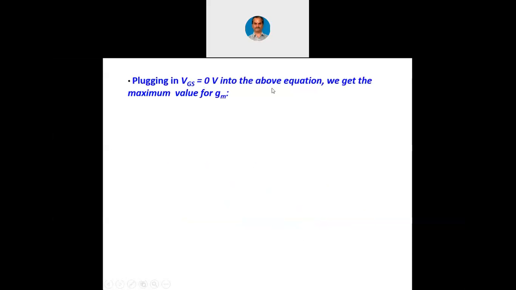Plugging in Vgs equals 0 into the above equation, what do we get? We get the maximum value for gm, because we know that when Vgs is approaching 0, we will have a maximum slope. So gm equals 2 IDSS by Vp into 1 minus Vgs by Vp, where Vgs is 0. So we get gm0 equals 2 IDSS by Vp. Now we are giving a symbol gm0. What does it mean? gm0 means the transconductance when input voltage is 0, and that is when the slope will be maximum.